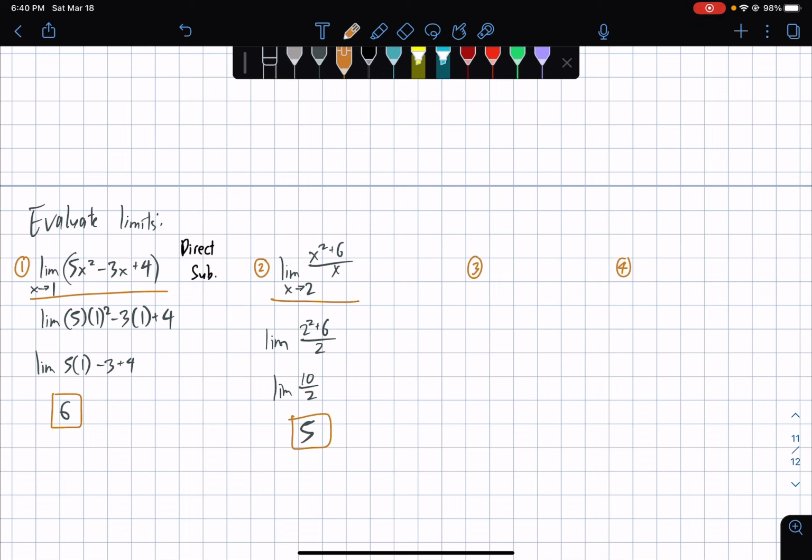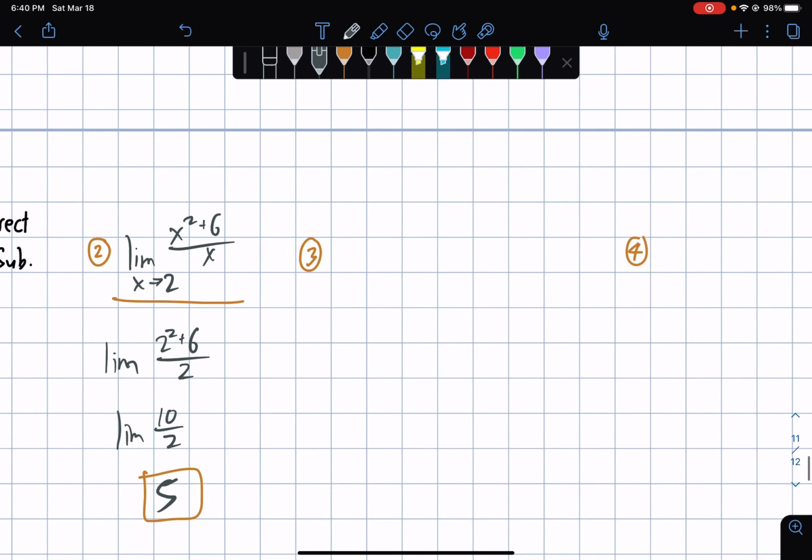Alright, let's move to number 3. Limit of the square root of y raised to 2 minus 9 over 2y raised to 2 plus 7y plus 3, such that y approaches -3.